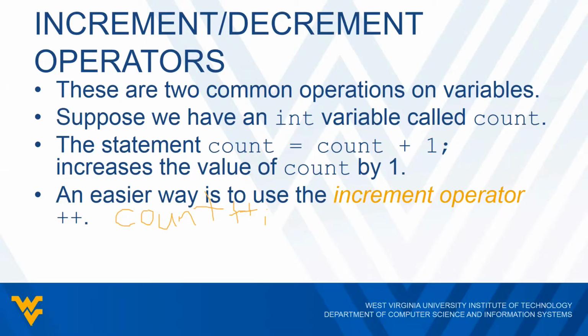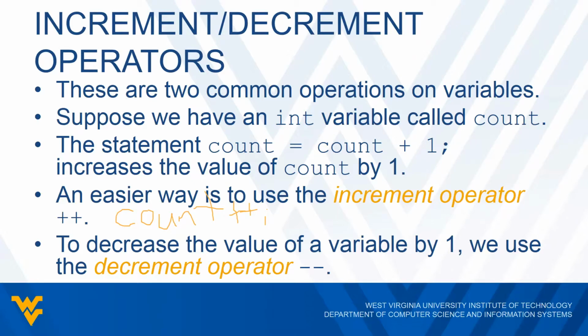Now, if I want to decrease the value of a variable by 1, we can use the decrement operator, which would be minus minus. So just as we have count plus plus, I can do something like count minus minus. Let's see if this looks a little bit better. Count minus minus, and then our semicolon. So we can do something like that to increment or decrement the value of a variable.